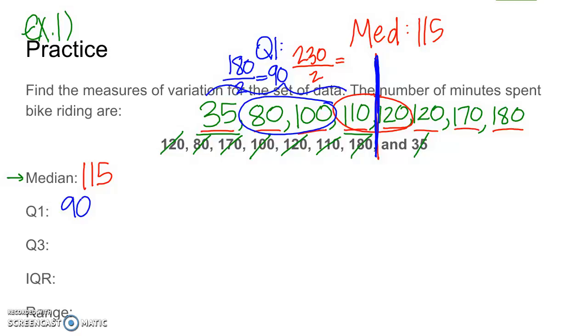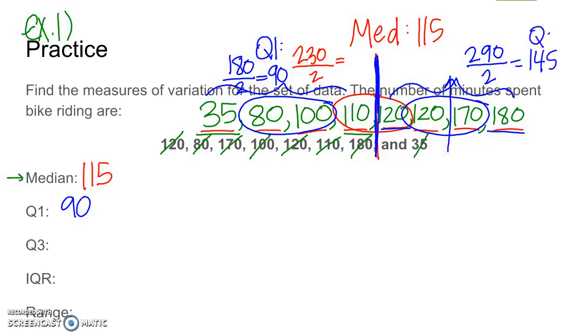Now I have to do the same thing for Q3. I'm going to look at the upper half of my data. I'm going to cross out 120 and 180. Then I have 2 numbers in the middle, so I'm going to add those and divide by 2 to find what Q3 is. So 120 and 170, when I add them together, is 290. 290 divided by 2 is 145. So Q3 is 145. Again, remember Q1 is like finding the median of the lower half of the data. Q3 is like finding the median of the upper half of the data.